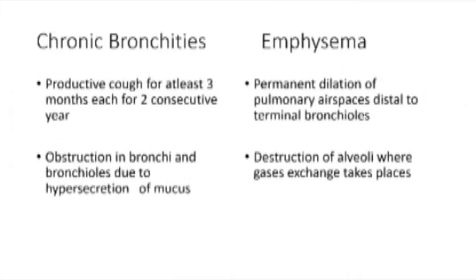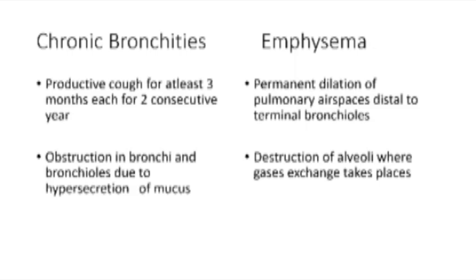Let's see chronic bronchitis first. What does it mean? Productive cough for at least 3 months each for 2 consecutive years. What is it saying? Within 2 years, there must be cough for at least 3 months continuously. Only then will we consider it under chronic bronchitis.